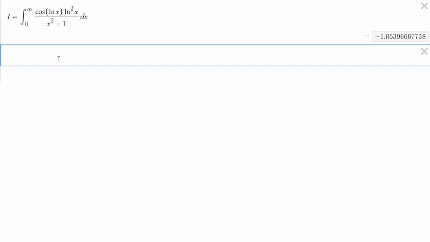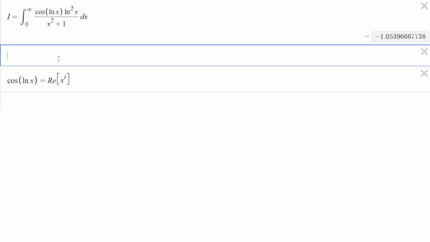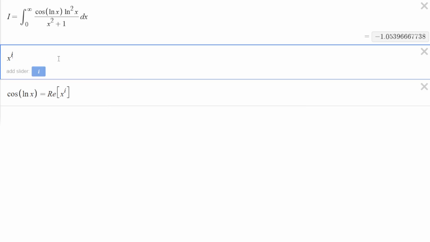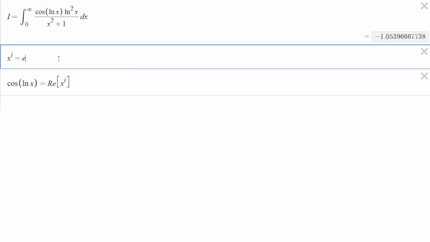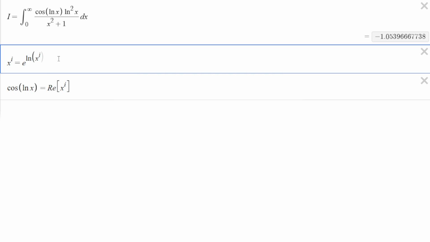So the first thing we want to realize here is that cosine of natural log x can be expressed as the real part of x to the i, and I'll show that really quick. If we have x to the i, we can express this as e to the natural log x, to the i. And I know I've already shown this on this channel, but for those that don't watch the channel, for every video I'm going to show it again. So we can write this.